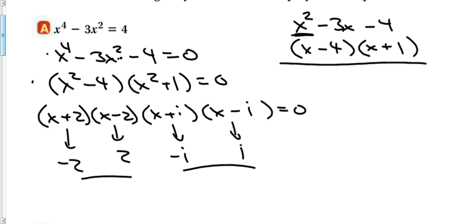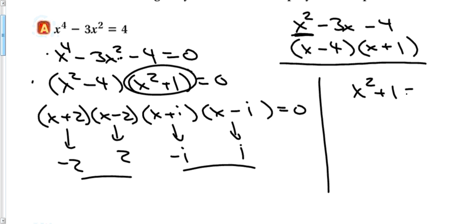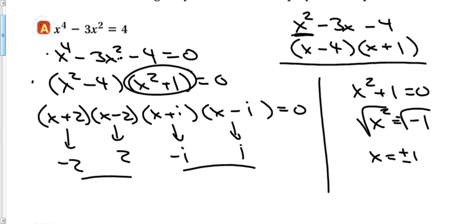And if you didn't see how to factor this with imaginary numbers, there's another way to do it. We could have x squared plus 1. We could have just set that factor equal to 0. Subtract 1 from both sides. Take the square root of both sides. That would give me plus or minus the square root of negative 1, which is, of course, i, to get my 2 imaginary solutions. Okay.